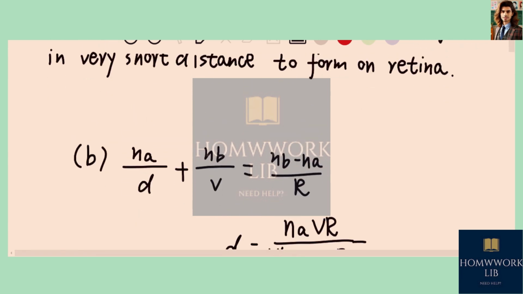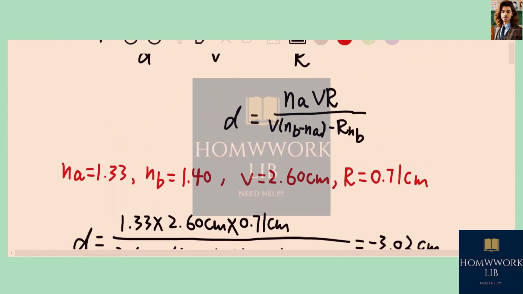And D is the object distance and V is the image distance. If we speak more strictly, V here is actually the distance from the cornea to the retina of the eye, which is 2.60 centimeter. And R here is given as 0.71 centimeter, okay?